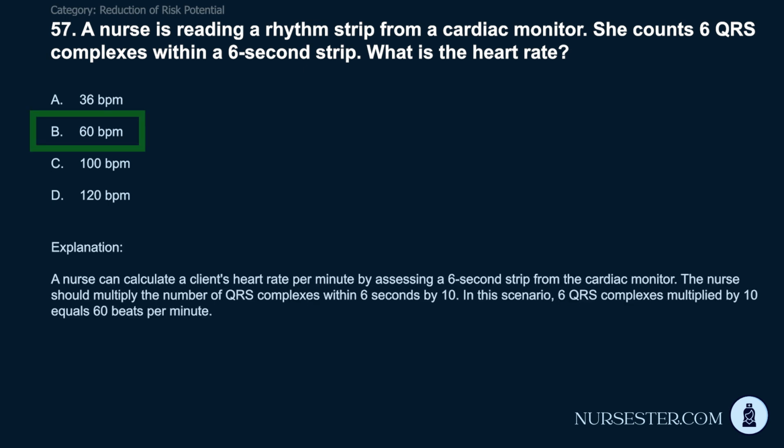A nurse can calculate a client's heart rate per minute by assessing a 6-second strip from the cardiac monitor. The nurse should multiply the number of QRS complexes within 6 seconds by 10. In this scenario, 6 QRS complexes multiplied by 10 equals 60 beats per minute.